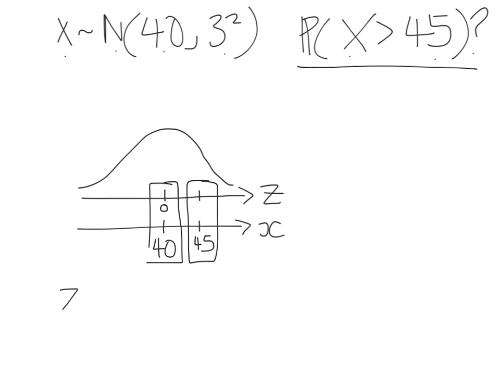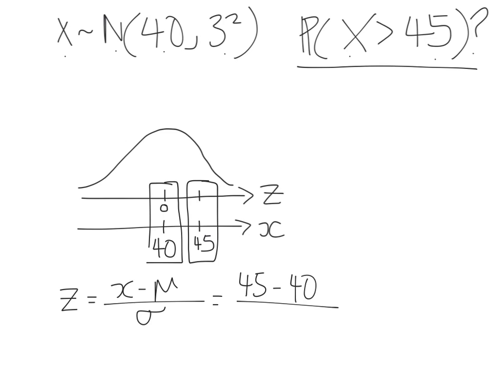How we do that is using this formula, z equals x minus mu over sigma. So that's 45 take away 40 over 3, which is going to be 5 over 3. So this is 5 over 3. And now the thing we're looking for is the probability that x is bigger, so it's this bit here, and this is the area we want to find.